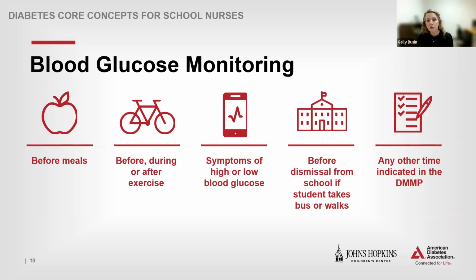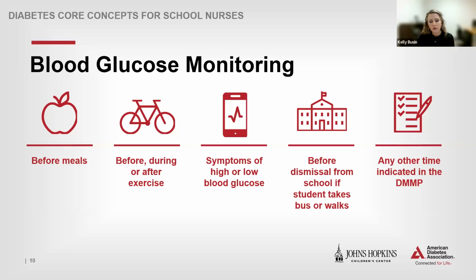So now that we've reviewed some core concepts about the different types of diabetes, let's shift gears a little bit and move into some general concepts for management of diabetes. Regardless of the type of diabetes that your student has, they're most likely going to need blood sugar checks throughout the day. And common times that blood sugar should be checked are before meals, before, during, or after exercise, anytime a student is showing symptoms of a high or low blood sugar.